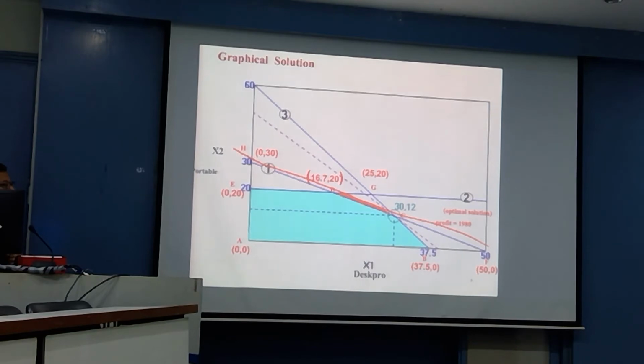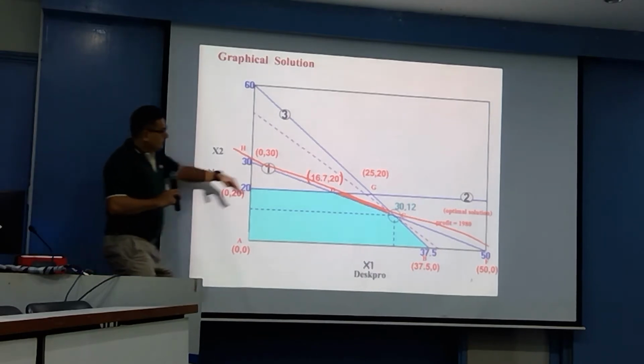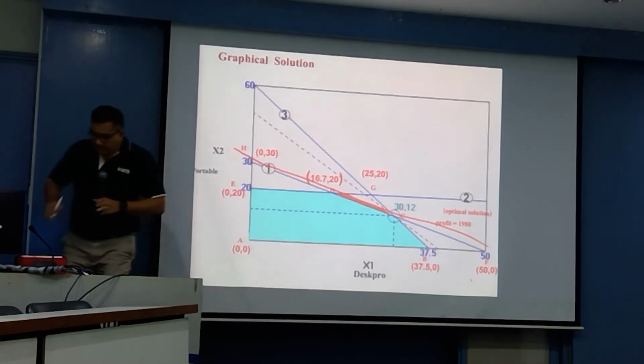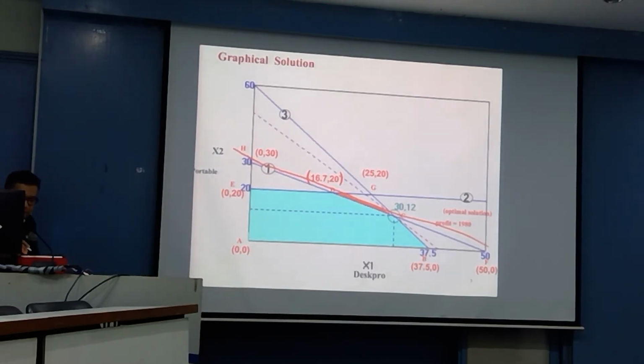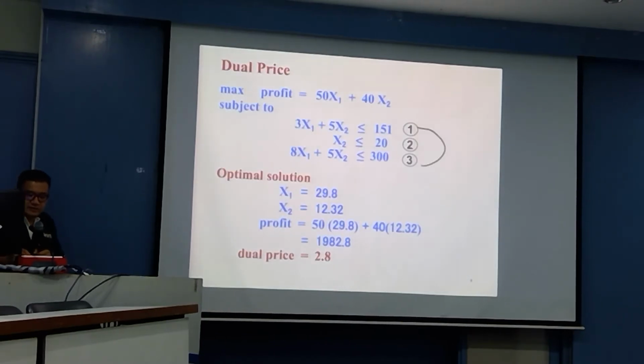And then you project the isoprofit line. You're going to have the optimal solution. The new one is at around this point. The cutting point between the first constraint, with the right hand side 151, and constraint number 3. So you solve for the cutting point of these two constraints. Finally, we have x1 29.8, x2 12.32.